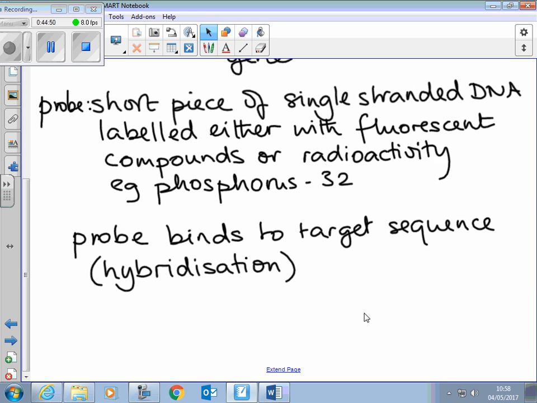Similarly, of course, embryo testing. People can have IVF and select embryos that don't have certain genetic conditions. You can take one cell from an 8-cell embryo and test it. You can analyze its DNA and find these genes. And again, you'd use gene probes for this.